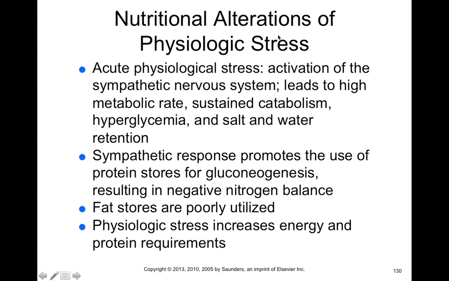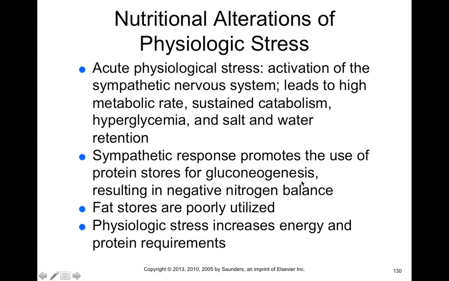Now, some nutritional alterations of stress. We talked about earlier how stress hormones act to increase blood sugar. Okay, but they also act to help you retain sodium and water. So during the stress response, someone's going to have high blood sugar, sodium retention, water retention, and therefore hypertension as well. Now, this comes from activation of the sympathetic nervous system, causing a high metabolic rate, sustained catabolism, hyperglycemia, and salt and water retention. Now, the sympathetic response can promote the use of protein stores for gluconeogenesis.